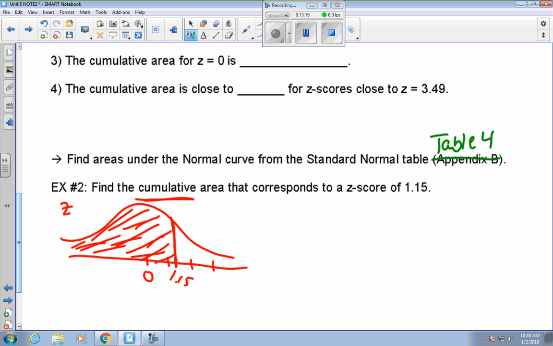So when you go to your table, you can see table 4 on the left side, the z values on the left column are all negative. See how they're all negative? If I go to page A17, or the one on the right side, depending on what you're using, you can see all the z-scores are positive. So this is a positive z-score. So we follow the z down the column till we have 1.1.